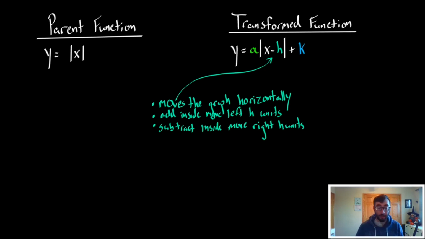All right, so as we add inside, we move to the left h units. So when we added 2, we move to the left 2. If I added 5, I'd be moving to the left 5. If I added 7, I'd be moving to the left 7. So that's what I mean by move left h units.